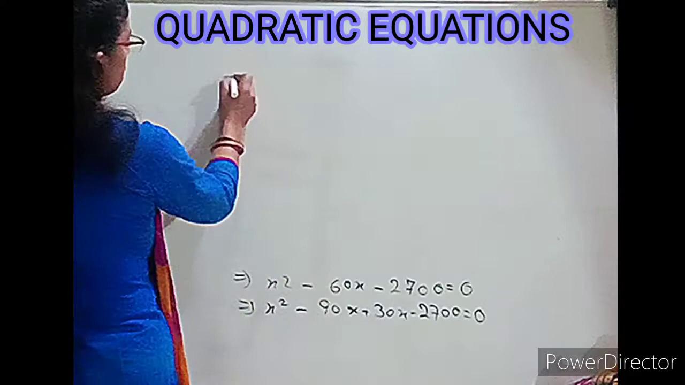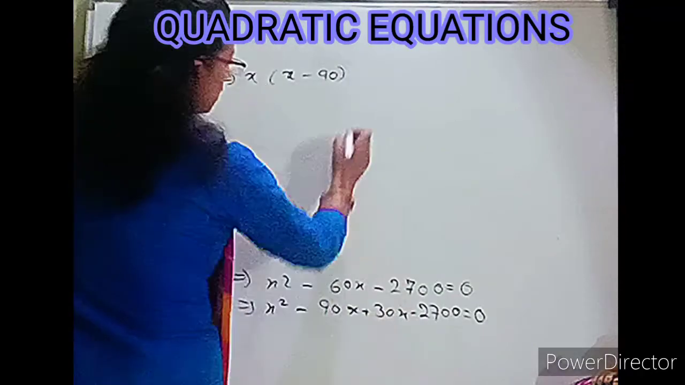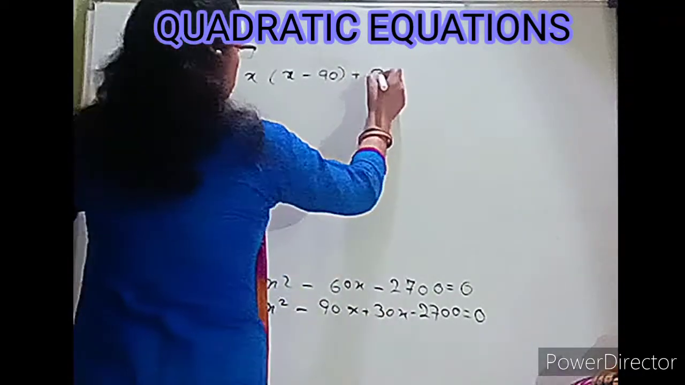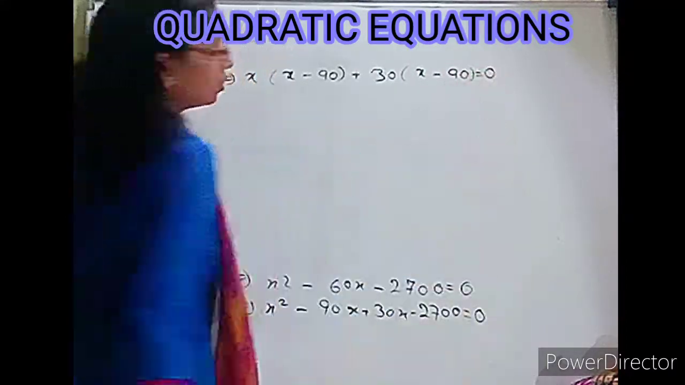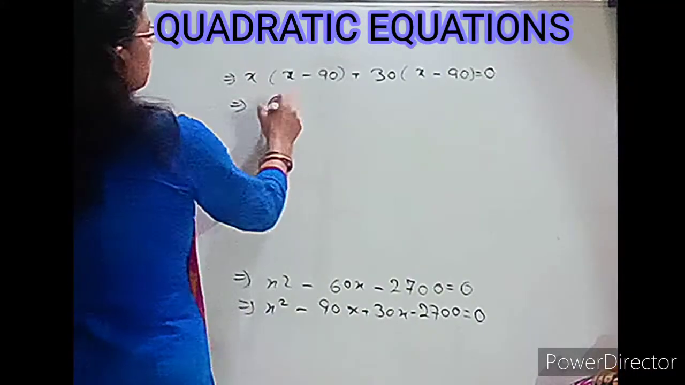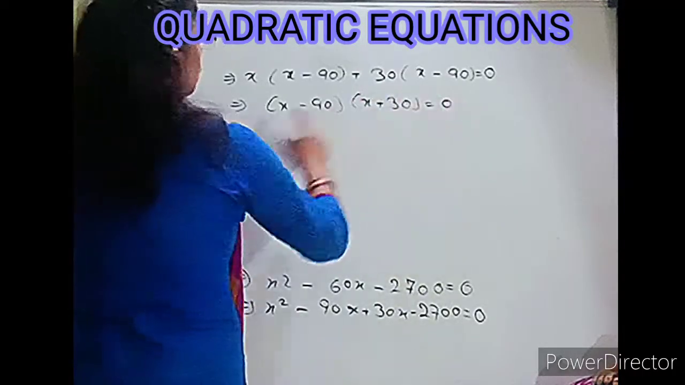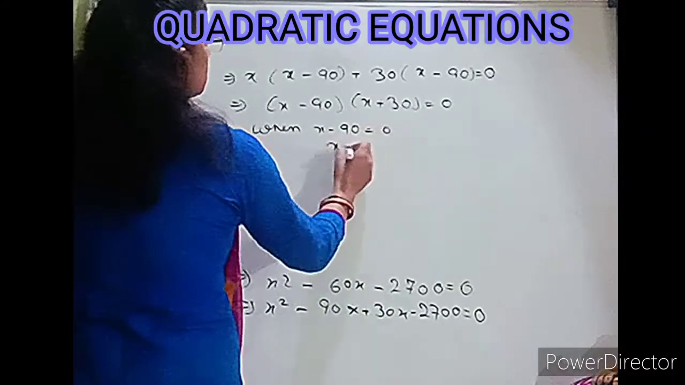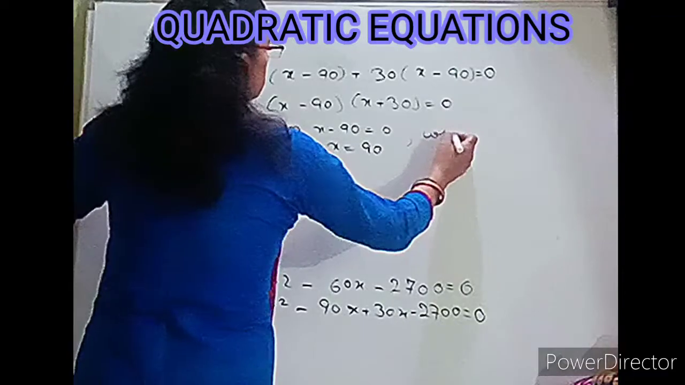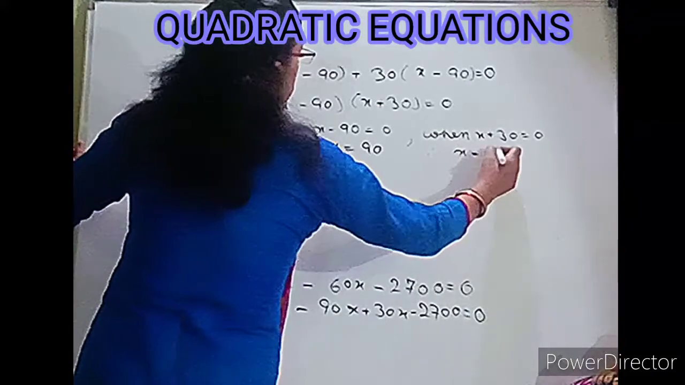So now taking common from these two, x is common. So what will we get? x minus 90. From these two I am taking plus 30 common. So you get x minus 90 equals to 0. So then take x minus 90 common. So you will get x plus 30 equals to 0. When x minus 90 is 0, x is equal to 90. And when x plus 30 is equal to 0, therefore x is equal to minus 30.